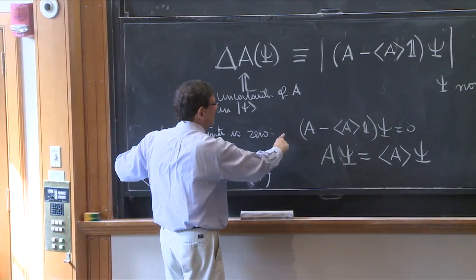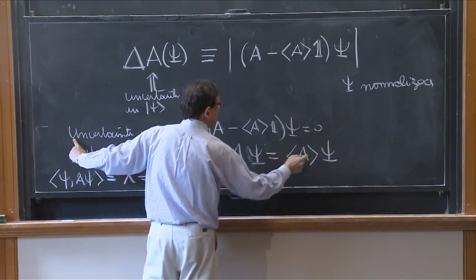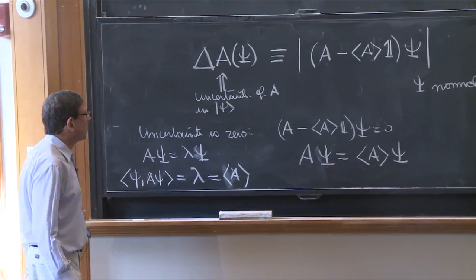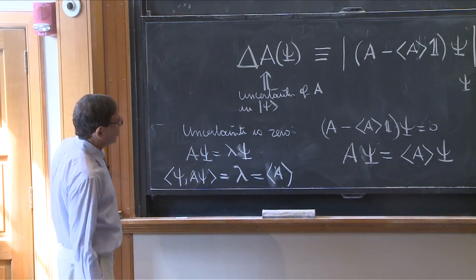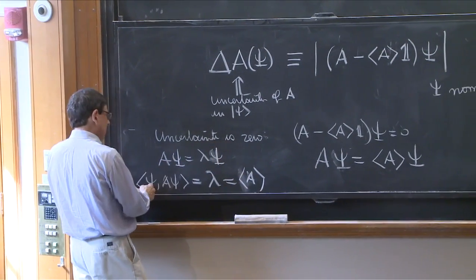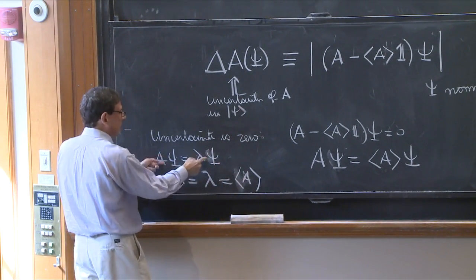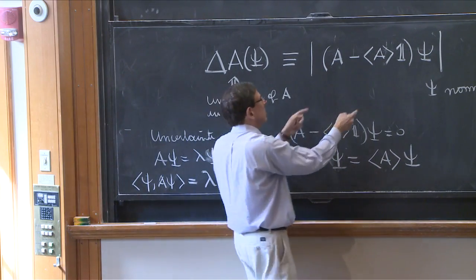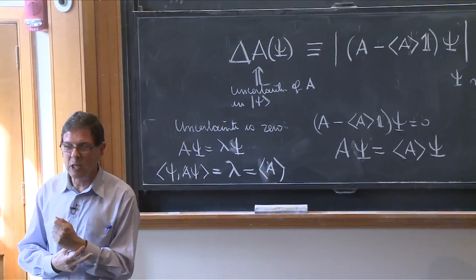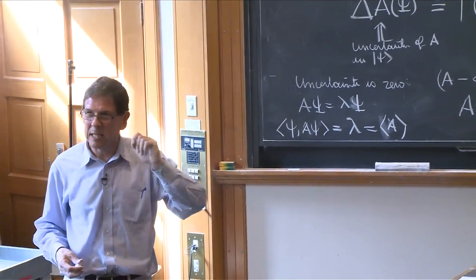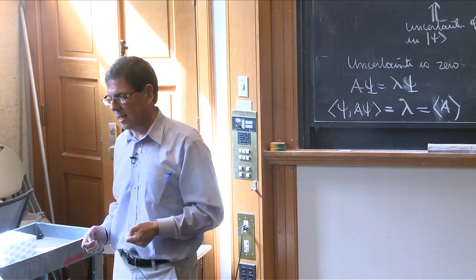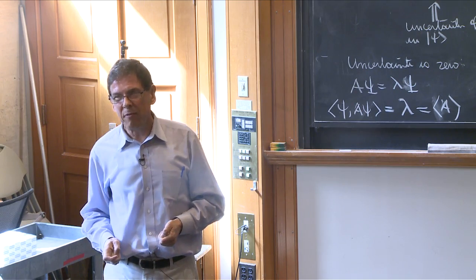If the uncertainty is 0, the state is an eigenstate. And the eigenvalue happens to be the expectation value. That is, if the uncertainty is 0. On the other hand, if you're in an eigenstate, then lambda is the expectation value of A, and this equation shows that this vector is 0, and therefore you get 0. So you've shown that this norm, or this uncertainty, is 0 if and only if the state is an eigenstate. And that's a very powerful statement.